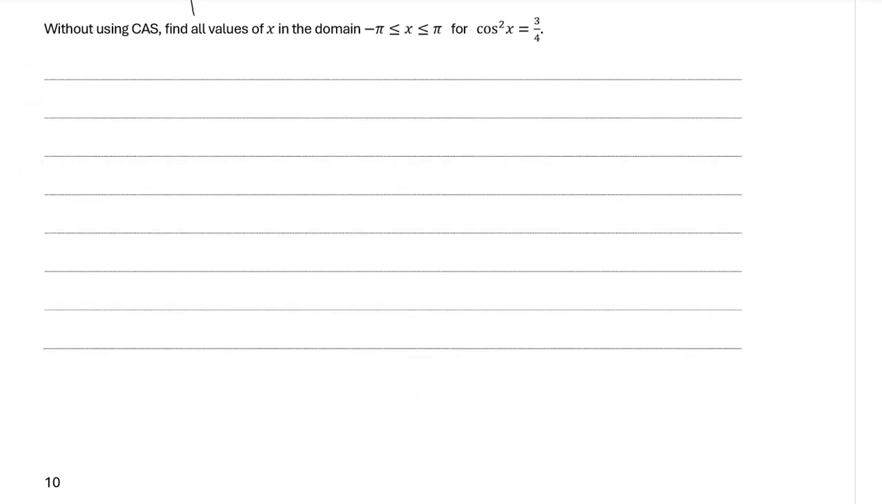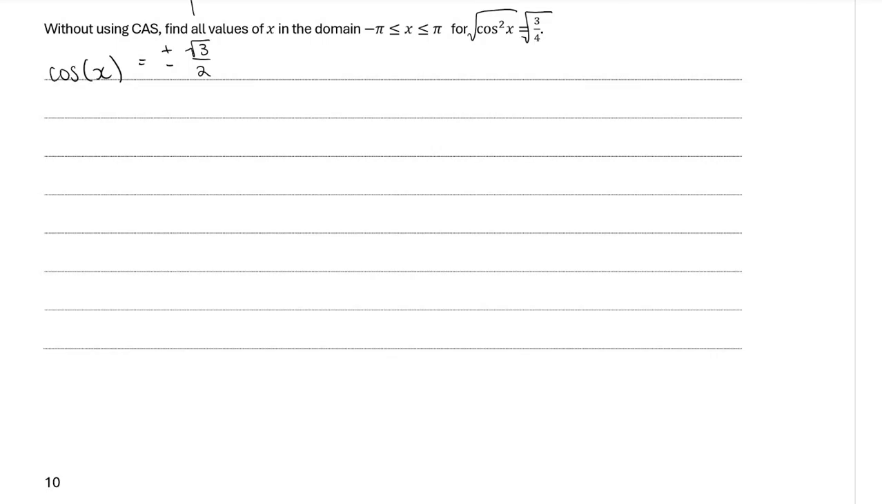Now, feel free to pause this one here, but there is a little bit of a trick. So watch out for that square sign. Now, I'm going to follow that first step that I had, which was to rearrange or simplify. And I'm going to do that by square rooting both sides here. Now, the key thing to remember is that if we square root 3 on 4, we're going to have a positive and a negative answer. So currently we're working with cosine x is equal to positive and negative root 3 on 2.